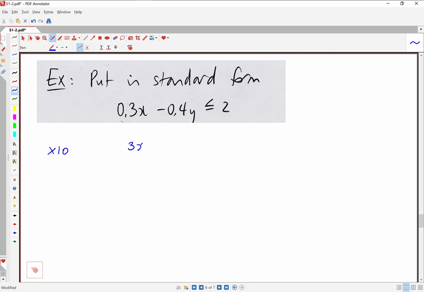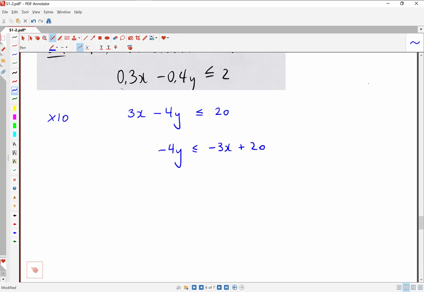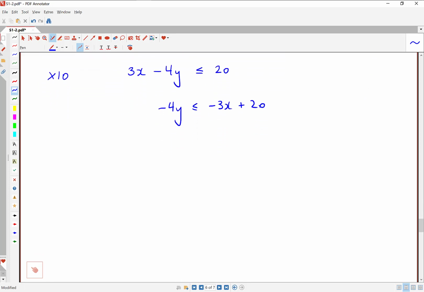We'll have 3x minus 4y is less than or equal to 20. And since 10 was a positive number, that doesn't change the direction of the inequality. Now we're going to try to get y on its own. So let's subtract 3x from both sides. Subtract 3x, we get minus 3x plus 20. And then what we're going to do is divide each term here by negative 4. So remember, when you multiply or divide by a negative number, that's going to change the direction of the inequality.